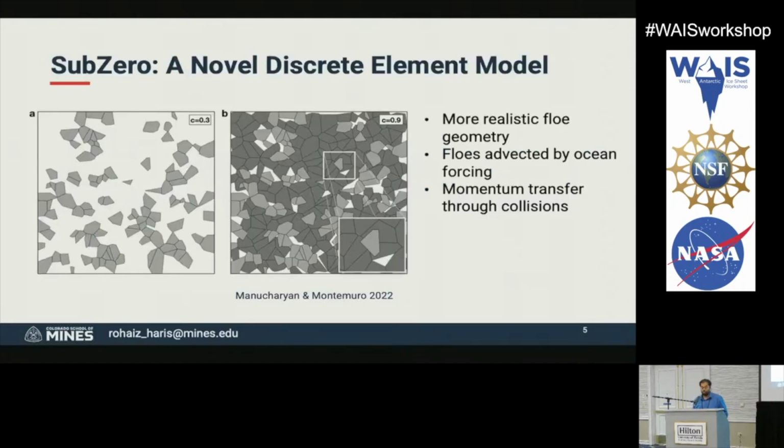We do this by using Sub-Zero, which is a novel discrete element model that was developed by our collaborators, where floes are modeled as polygons, which is a more realistic floe geometry. The floes can carry translational and rotational motion. They're advected around due to forcing from the ocean. They can also collide with each other and transfer momentum that way.